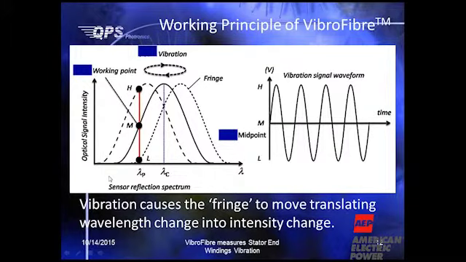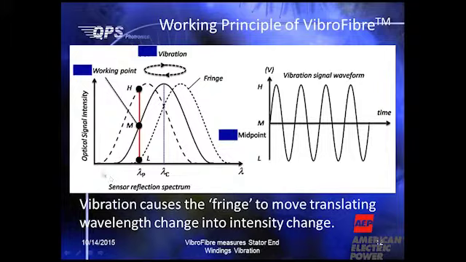Now, to work around the fringe area, one would pick one of the fringes. Usually we take the largest, highest magnitude fringe, which is usually in the center of the FBG spectral response. And shown here is an enlarged diagram to explain how the device works.